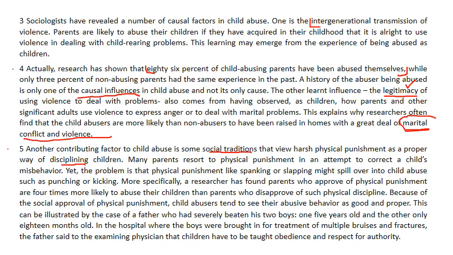So it's okay. I mean, some people in our society are like, okay, you need to hit the child to teach them discipline. This is a very common attitude which leads to many issues in the children's mentality and mind, and will consequently lead this child to abuse their children. Okay, so the author goes on how this is passed. Because of the social approval of physical punishment, child abusers tend to see their abusive behavior as good and proper.